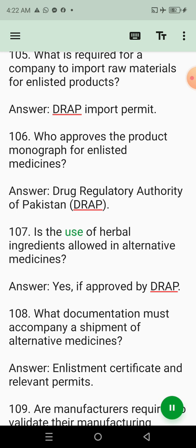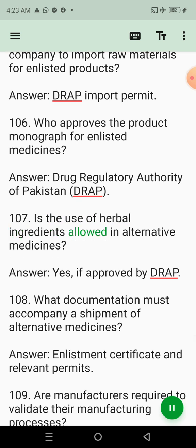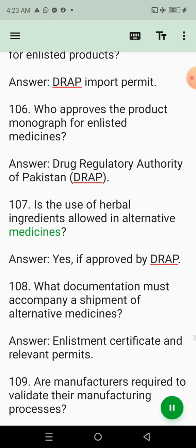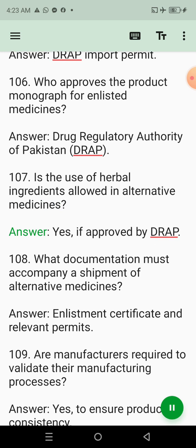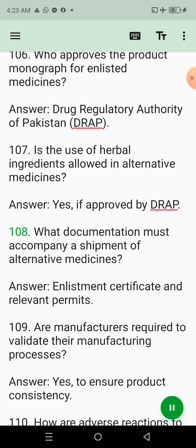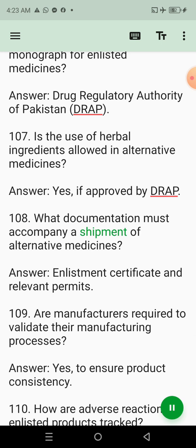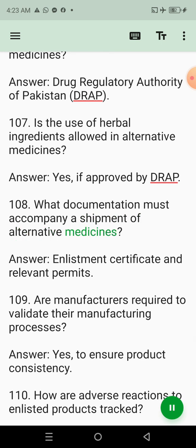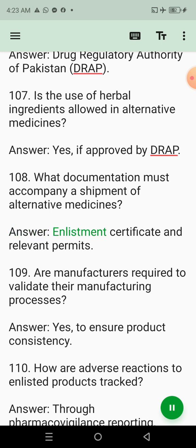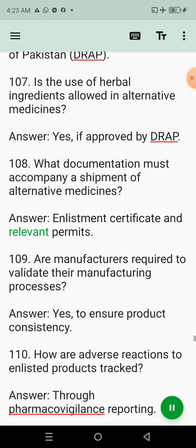107. Is the use of herbal ingredients allowed in alternative medicines? Answer. Yes, if approved by DRAP. 108. What documentation must accompany a shipment of alternative medicines? Answer. Enlistment certificate and relevant permits.